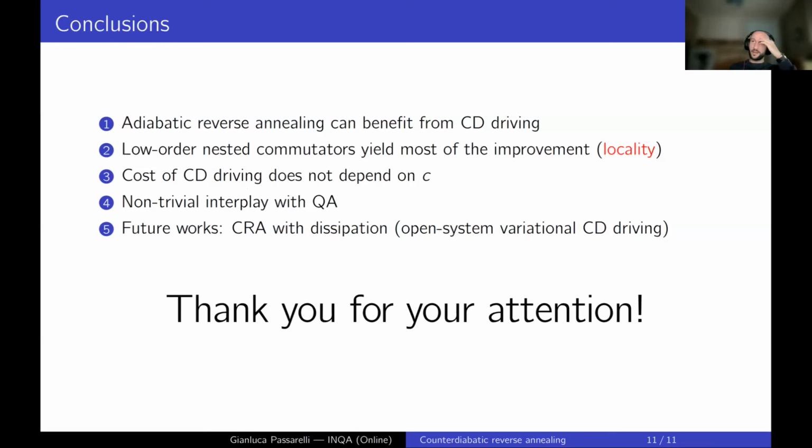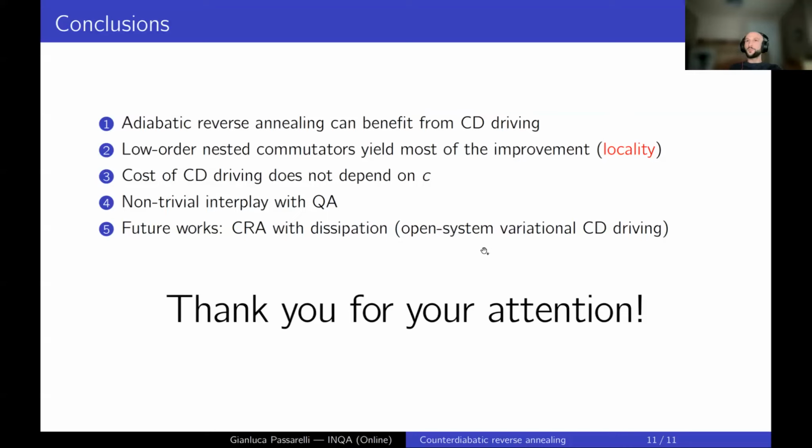Now, the only thing that is left to do is to assess the problem of dissipation, and we can do it in two different ways. The first thing you can do is you can try and just add dissipation on top of what I told you today. So you start from the optimized counterdiabatic operators using the usual closed system version of the variational approach to counterdiabatic driving, and you see what the effect of dissipation is and compare with quantum annealing.